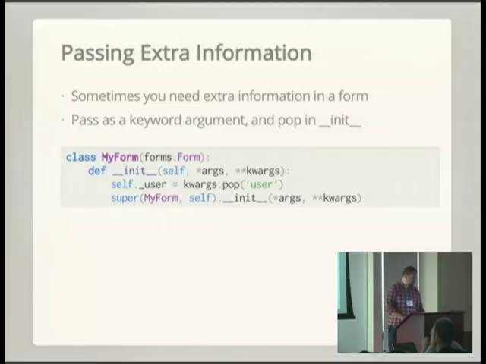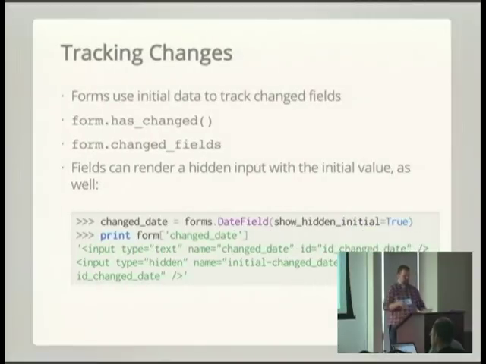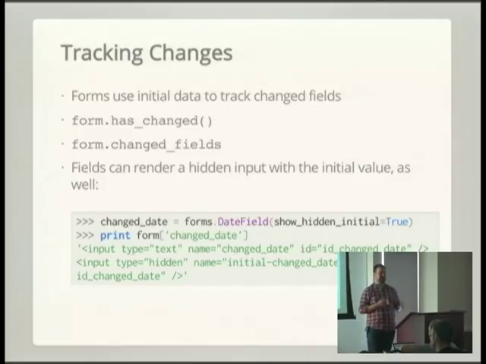I'm kind of aware of the time, so I'm going to skip through some of this here. Tracking changes is actually really helpful in forms when you want to see if somebody's edited something. This is sort of like the Django dirty fields I mentioned, but forms actually have it built in. There's a has_changed method you can call that's going to tell you whether this form has changed from its initial values. And there's changed_data, which will be a list of the things that have changed. That's super useful, so you can track these things.